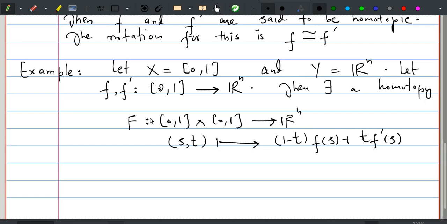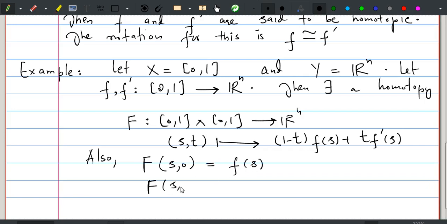Now it remains to show that when we restrict F to this 0, we must get this little f, and when we restrict this F to this 1 over here, we must get f prime(s). Also F(s,0) is the same as f(s), and F(s,1) is the same as f prime(s). So this implies that this F is a homotopy.